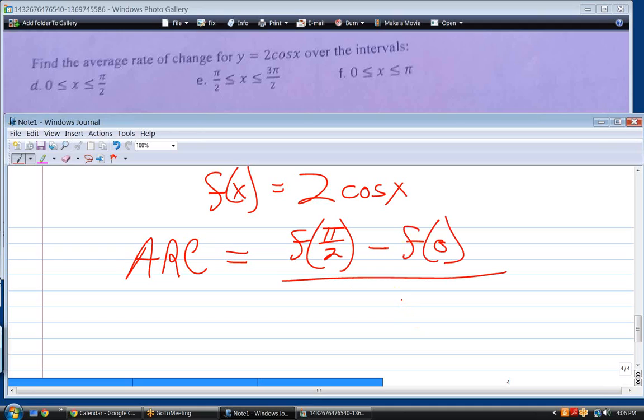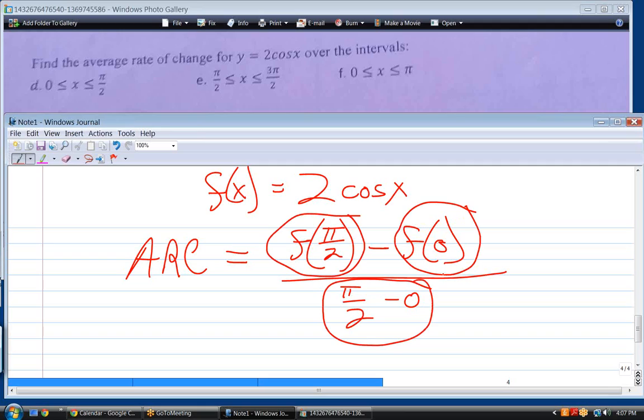All over, would be 2 cosine pi over 2. The denominator is just the difference in the x's. In other words, it's pi over 2 minus 0. It's important to see this, the reason it's important is because it plays into calculus. This is all about calculus. So when we're talking average rate of change, it's the difference in the y values, there's the one y value, there's the other y value, over the difference in the x values. You could write that like that.